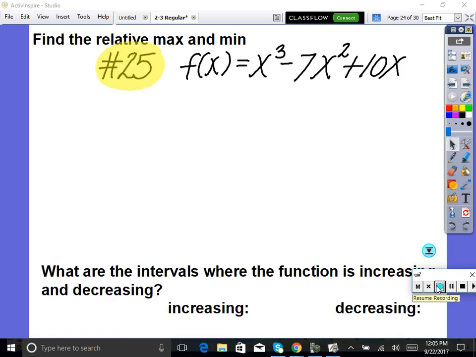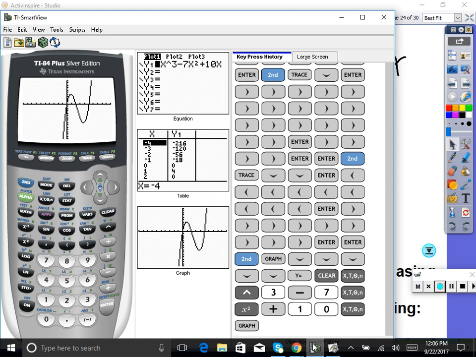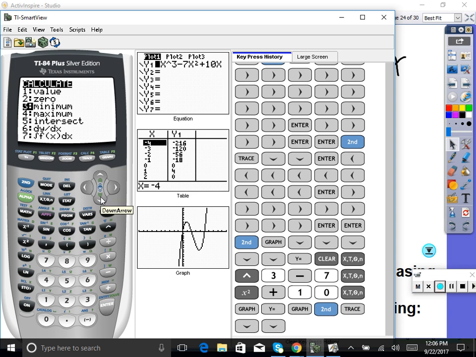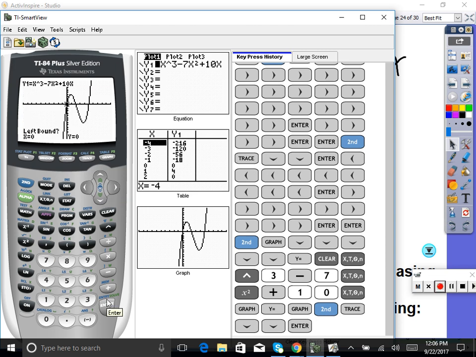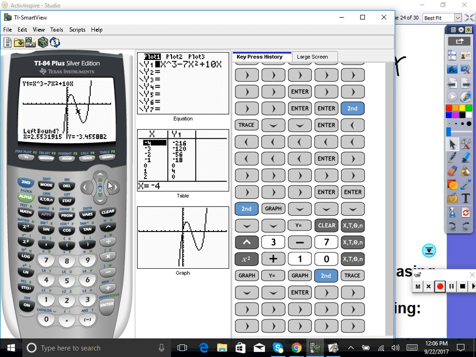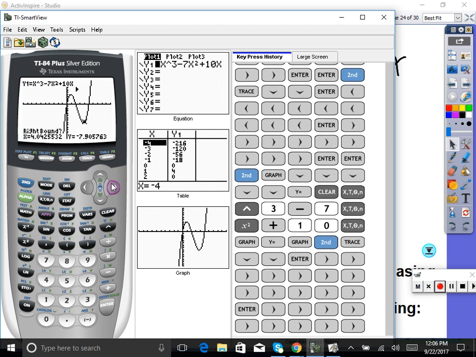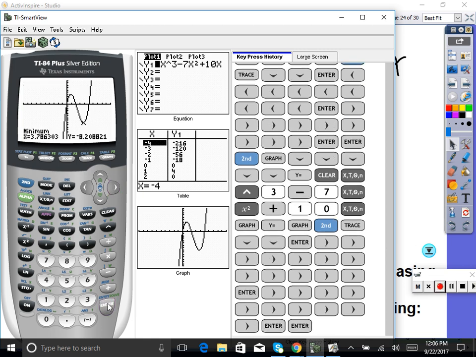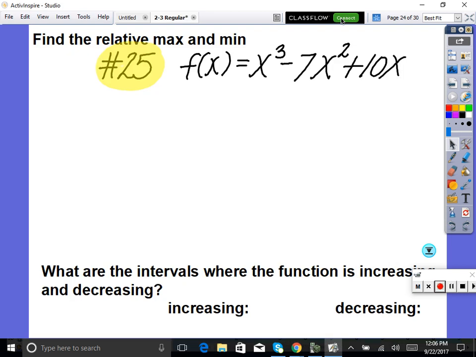Sure. So on number 25, it says find the relative max and min. So we already know how to do this. It's just a review. So you'd go to y equals, type it in, hit graph, and then you would do second trace, max or min, whatever you want to find first. I'm going to find the min first. So left bound, I'm going to scroll left of the min, hit enter, right bound, anywhere right of the min will work. Once again, we learned this last time. So our min is at 3.7, negative 8.2.